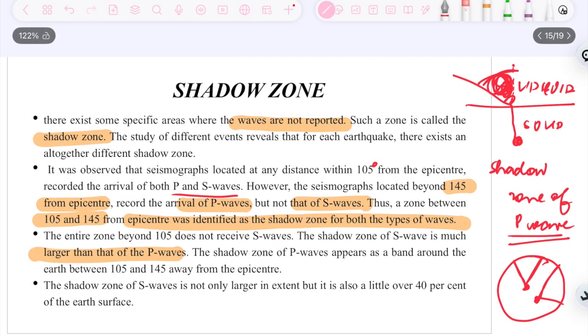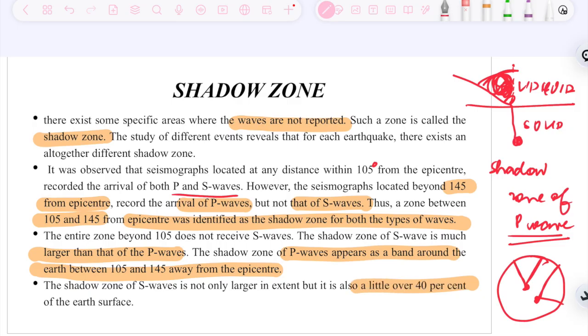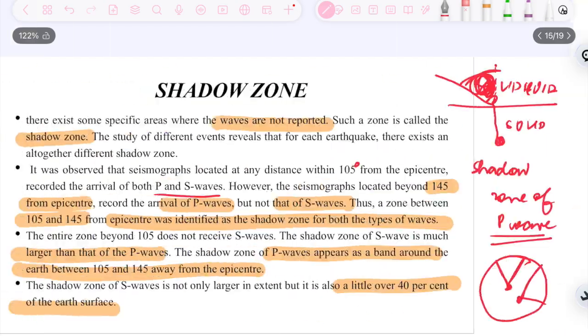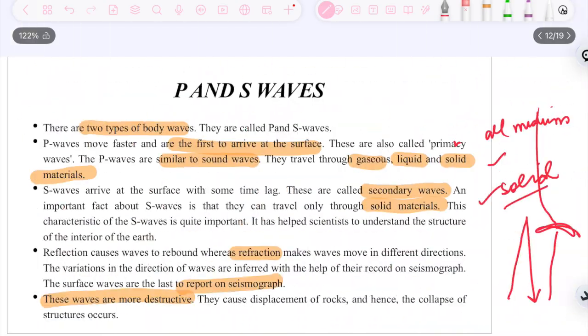The shadow zone of P wave occurs as a band around the earth between 105 to 145 degrees. The shadow zone of S wave is not only larger, but it is over 40% of Earth's surface. So 40% of Earth's surface do not have S waves, or seismographs there do not receive S waves from the epicenter beyond 105 degrees. Alright, so we have already seen what the P wave shadow zone is, what the S wave shadow zone is, how they propagate, and what their basic features are.